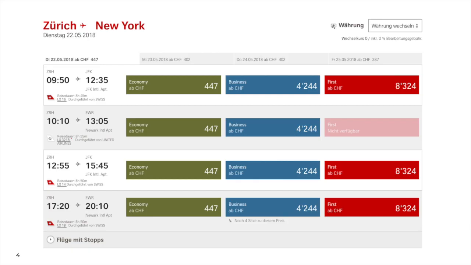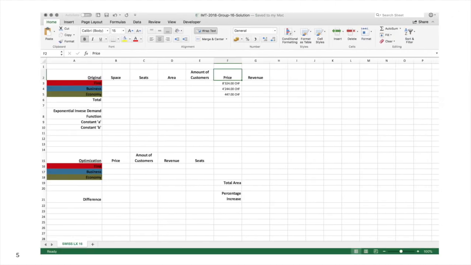Firstly, let's find a realistic inverse demand curve. To do this, we used actual data from Swiss Airlines. Namely, we chose a regular flight flying from Zurich to New York occurring every day 4 times a day, which has constant prices for each flight, giving us 3 different willingnesses to pay of Swiss's customers. We use these prices and enter them into our Excel sheet.